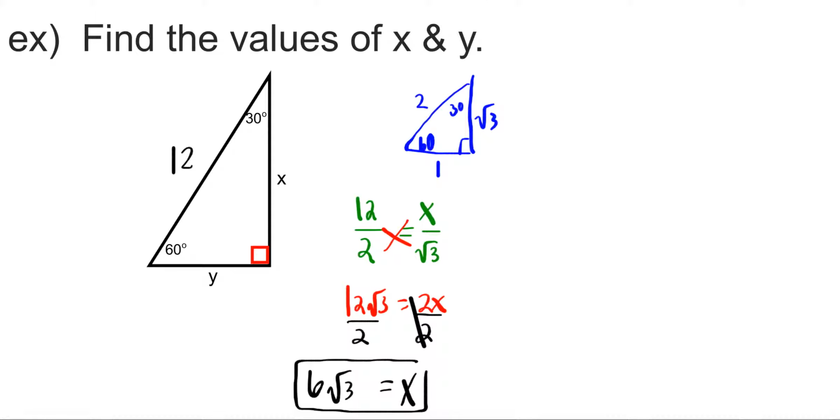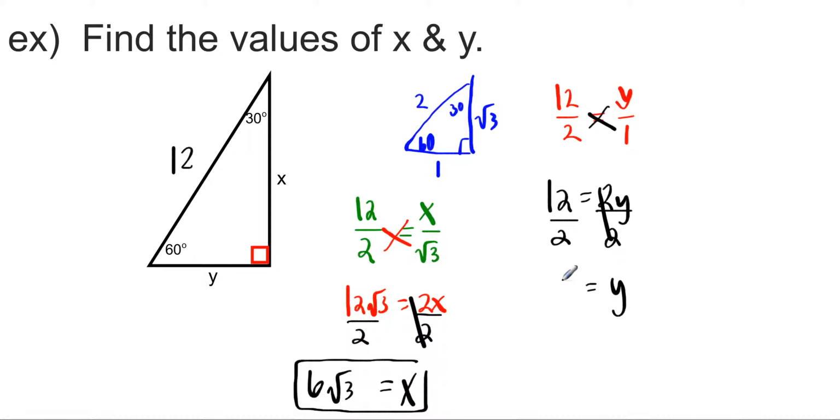So we're going to use the ratio 12 over 2 again. But now we want to solve for y, so the other side is going to be y over 1. Hypotenuse to hypotenuse, short leg to short leg. Cross multiply, 1 times 12 is 12. 2 times y is 2y. Divide by 2 on both sides. Y is equal to 12 divided by 2, which is 6. So we've solved for x and y using our special right triangles.